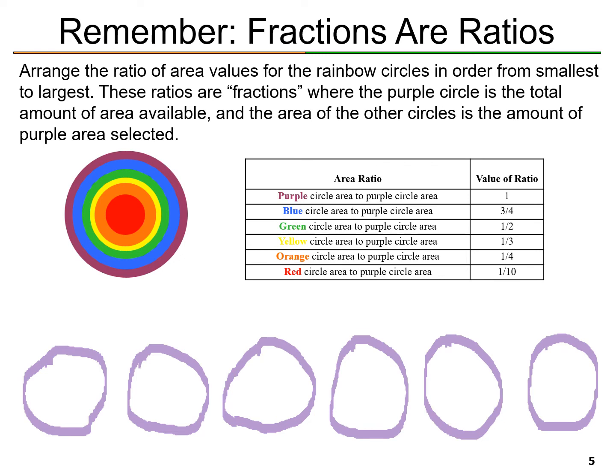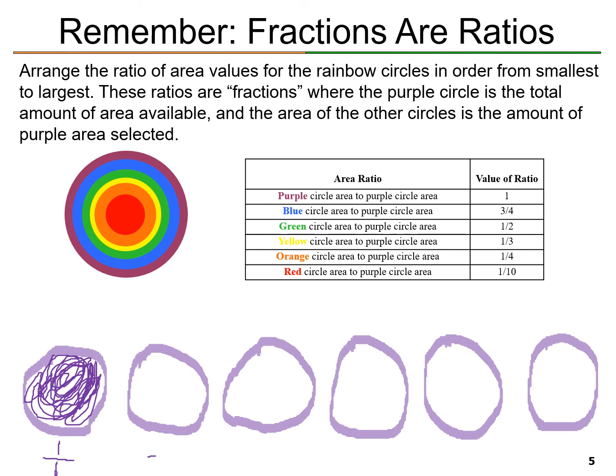Okay, now in the first case here, the purple circle area to the purple circle area ratio is 1. Remember, the purple circle represents the total area, and that's the denominator. So the denominator represents the total number of parts. In this case, the total number of parts is 1, and the numerator represents how many parts of the total we select. Well, in this case, we're going to select all of the purple area. So we're going to select one piece, but we only have one piece. So the 1 over 1 is the ratio of purple area to purple area.